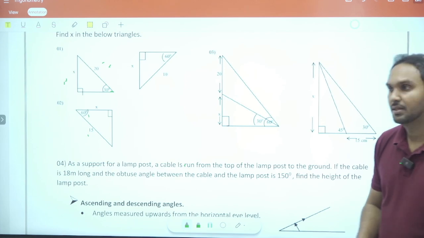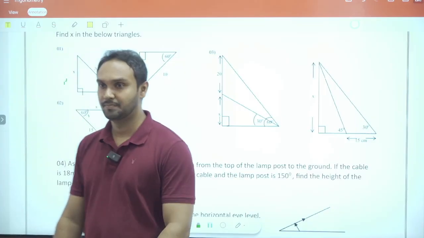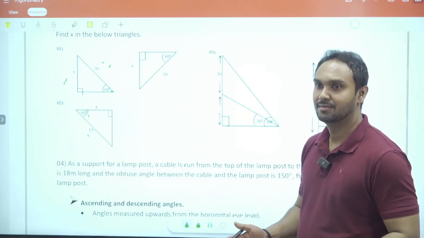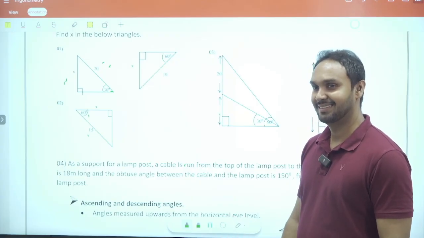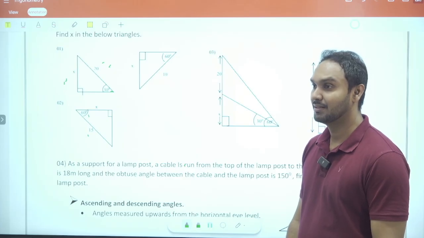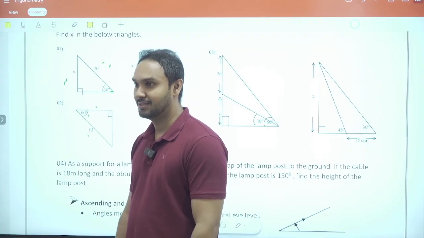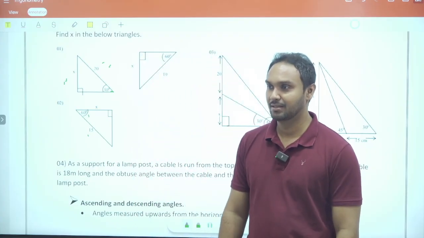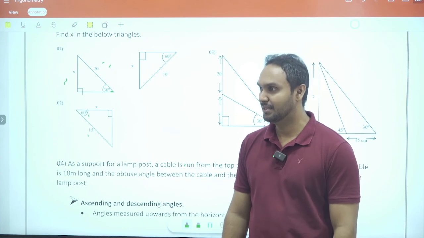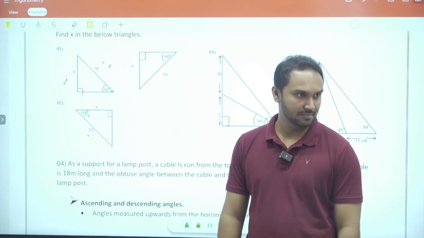Finish? Shall we discuss? What is the first answer? Why, what happened? Still trying? First answer is x equals 10. What do you say? 10. Same? Same. 10.